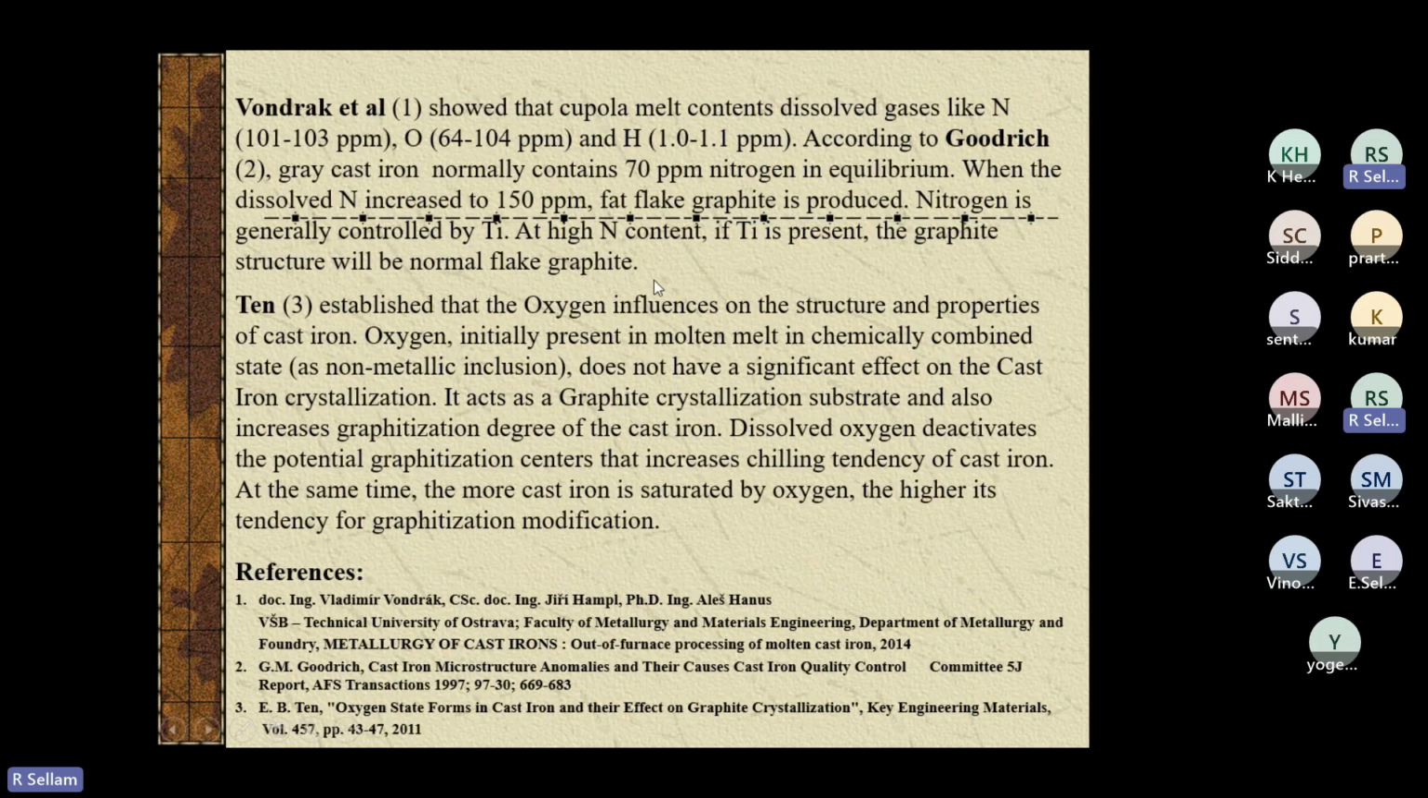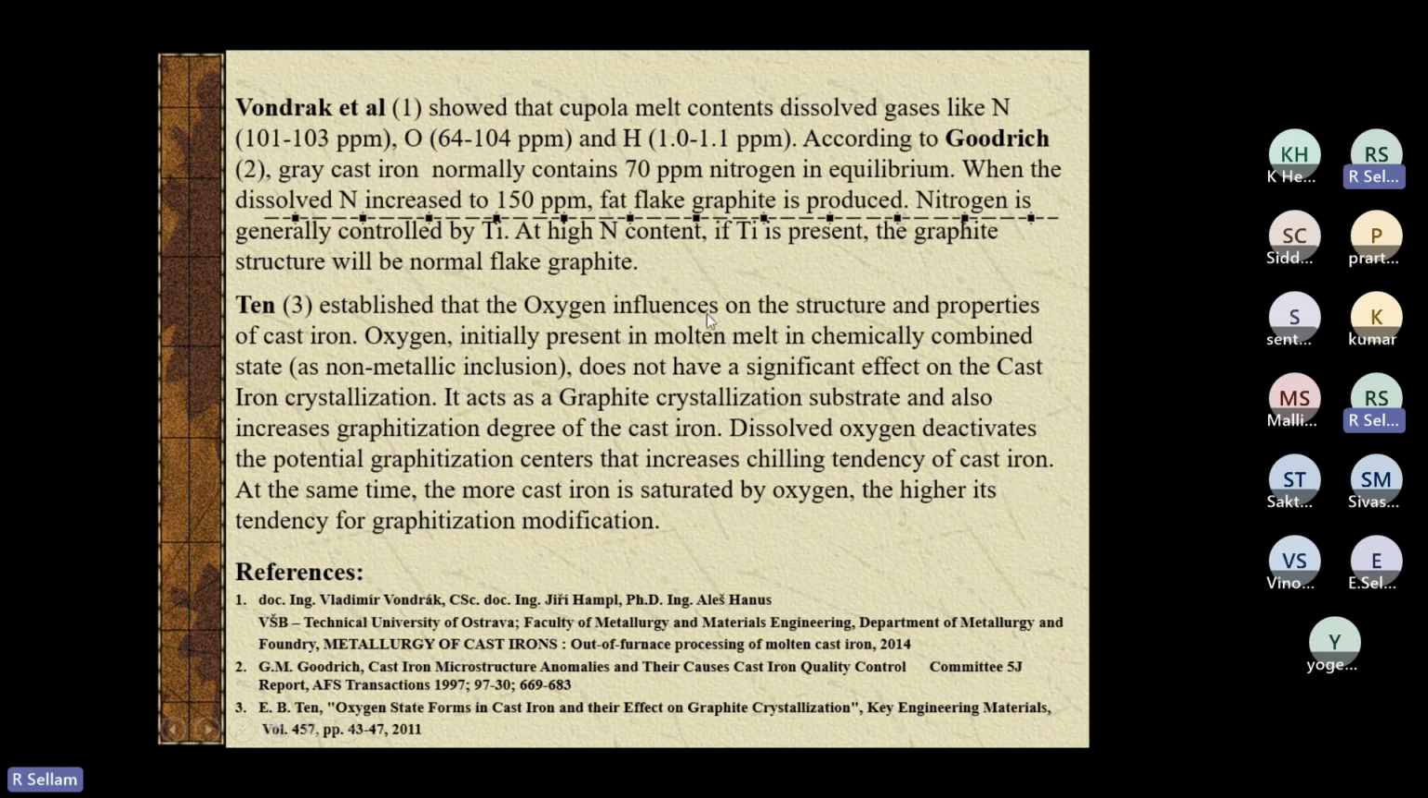So there are certain theories given by Ten and Monroe. The cupola melt contains dissolved nitrogen, oxygen and hydrogen at this level, according to Goodrich. It normally contains 70 ppm nitrogen in equilibrium, and when the dissolved nitrogen increases beyond that, flakes form. Nitrogen is generally controlled by titanium. Normally, by chemical means, titanium is fixing nitrogen. At high nitrogen, the graphite structure will become a flake.